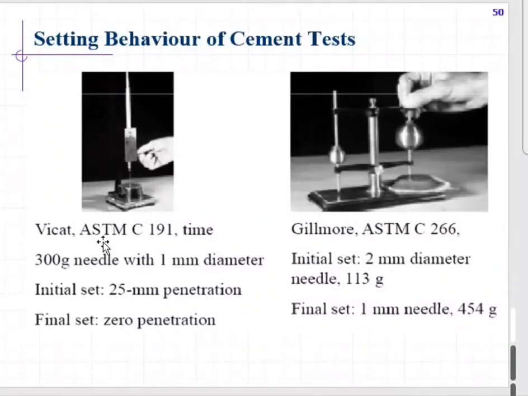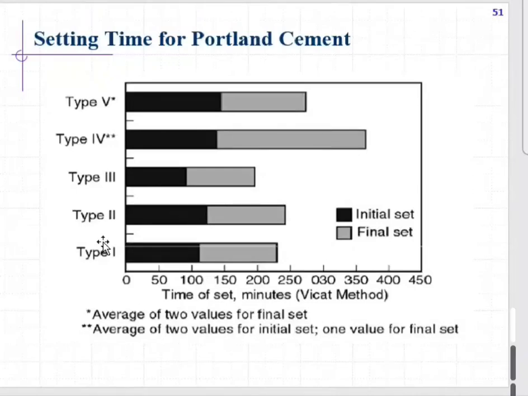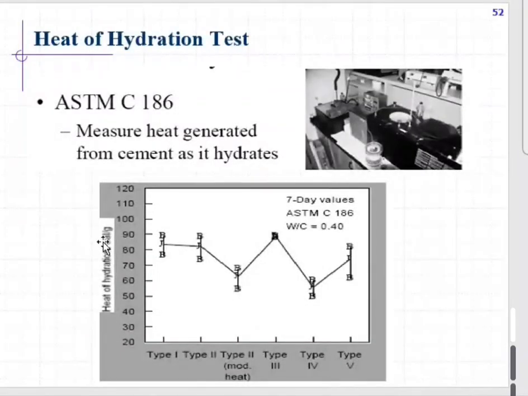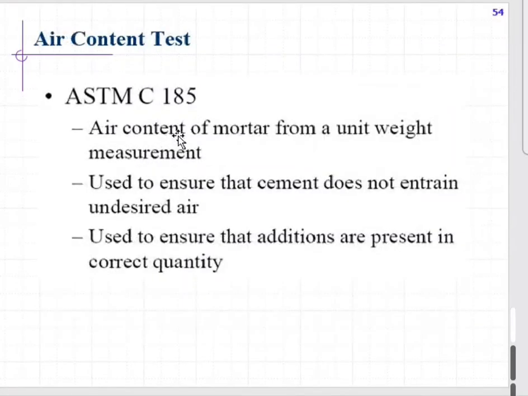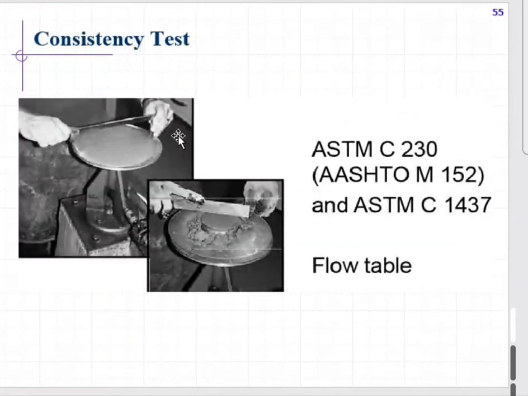Then setting time can be checked with the Vicat apparatus. Then different setting times of the cement and heat of hydration you can find out. These are all different tests of the cement. On cement, you can perform the compressive strength test, which is normally done on a 50 by 50 millimeter cube. Then the air content meter is there. Then you can go for the flow table test, ASTM C1437.